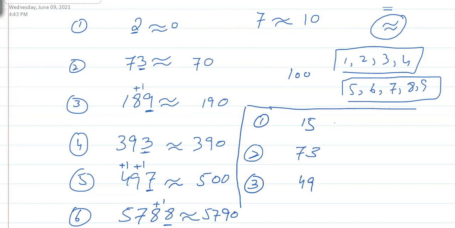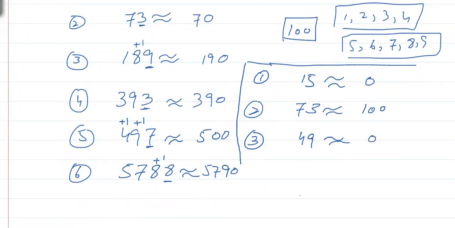Now, if you have to round this to the nearest 100, because right now I'm rounding to the nearest 100, you have to look whether it is near to 100 or near to 0 or 200, because your hundreds are 100, 200, 300, 400 like that. So it is near to 0, so you will write 0. Now it is near to 100, so you will write 100. It is near to 0, so you will write 0.